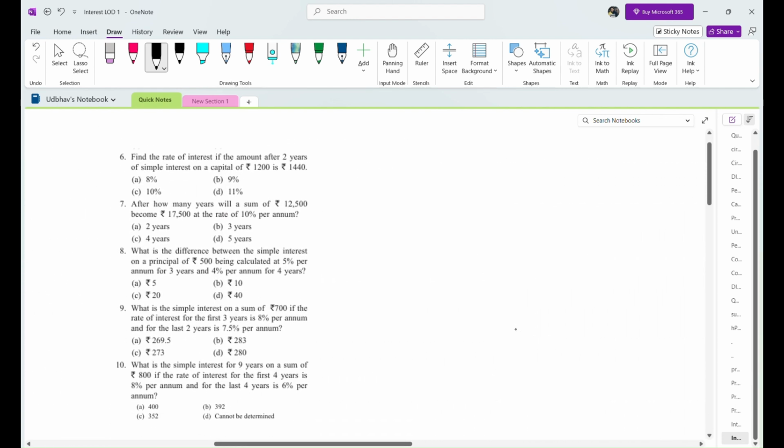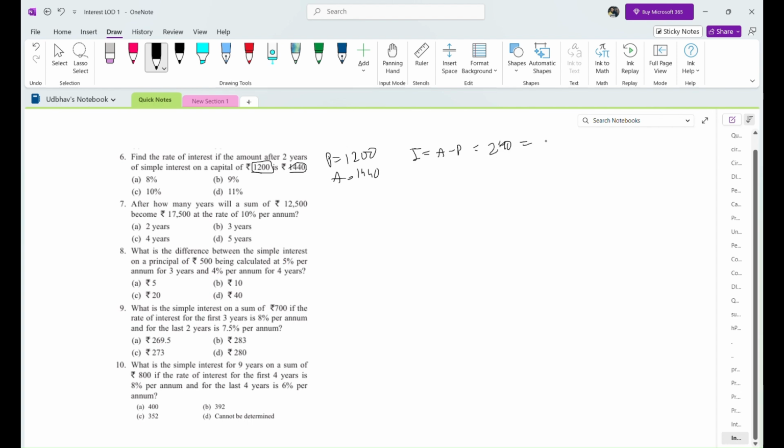Find the rate of interest if the amount after 2 years of simple interest on a capital. Okay, so this is just simple interest. Our capital value, that is our principal, is given as 1200, and the amount after 2 years is 1440. So what will be the interest? Interest is amount minus principal. 1440 minus 1200 equals 240.